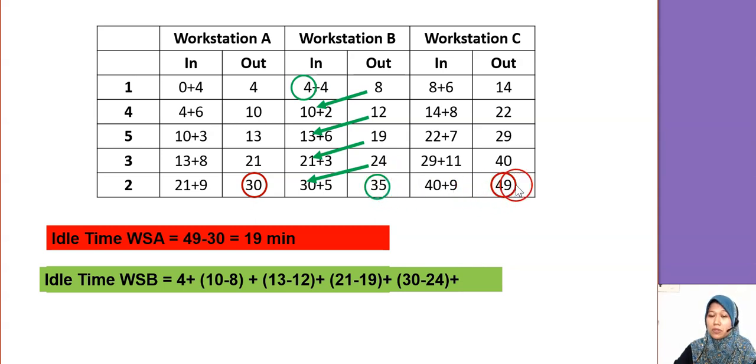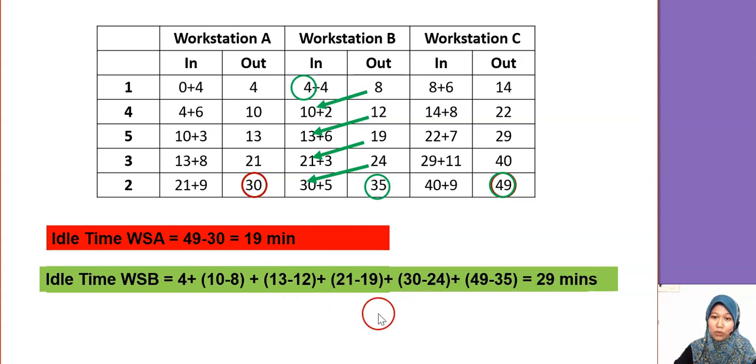And then the overall process is going to finish at 49. So there's an idle time for machine 2, in which it's going to be 49 minus 35. So altogether, if we add up all the idle time for machine 2, it's going to be 29 minutes. Okay. And now let's do it for machine 3.